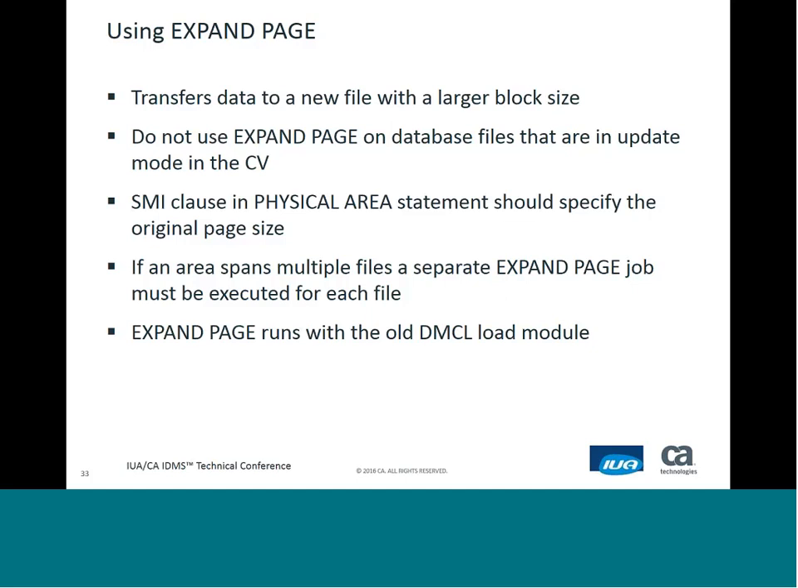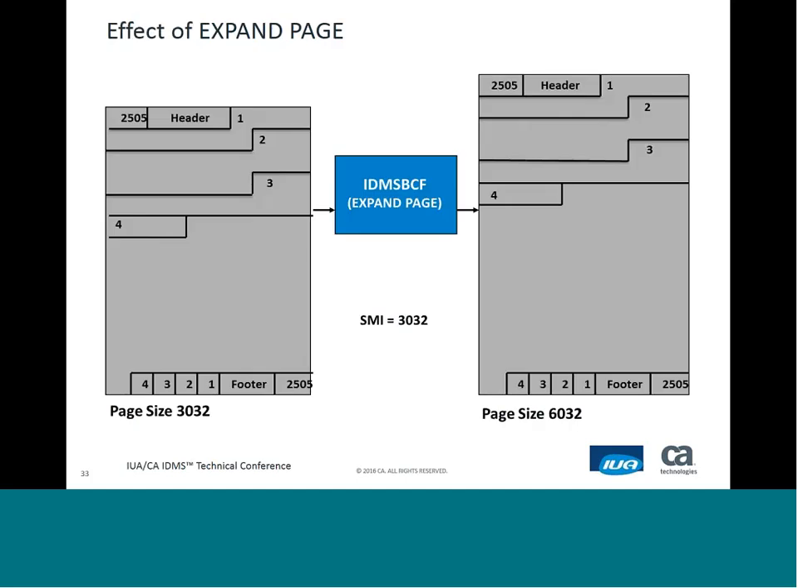So it's going to need to use the old DMCL load module. Now, here we have just a little diagram of what expand page does. Focus on the numbers, the relative spacing or size of the different boxes is not really proportional to the numbers that we're talking about. But on the left-hand side, we're starting with a page size of 3,032.